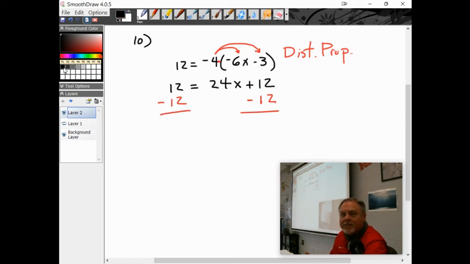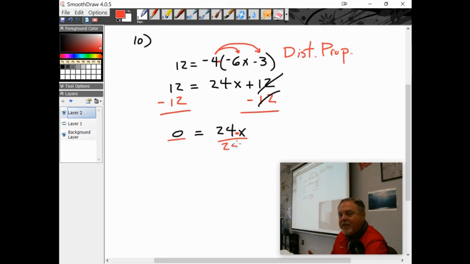Okay? 12 minus 12 is 0. This 12 and subtract 12 is 0, but I'm going to go ahead and add that 0 to 24x, and that way I can just drop the 24x down. Because when you add 0 to anything, you just end up with the thing you're adding the 0 to. All right. Now, the last step will be to get rid of the 24 that's multiplying the variable. Again, what's the opposite of multiply?